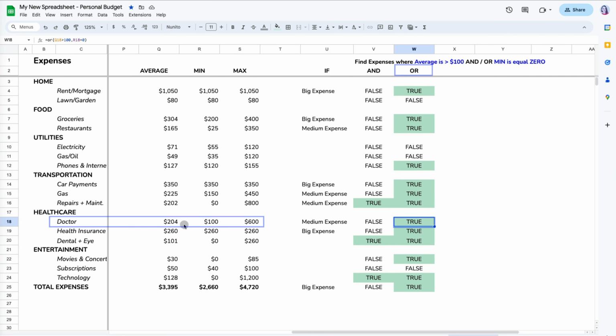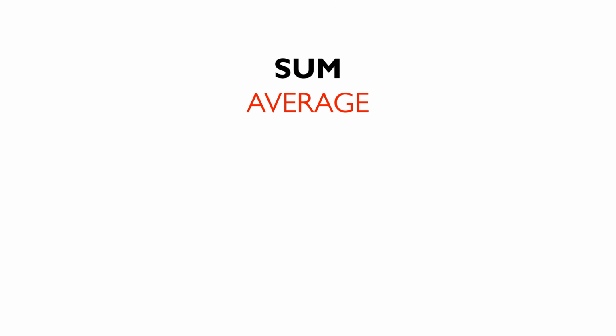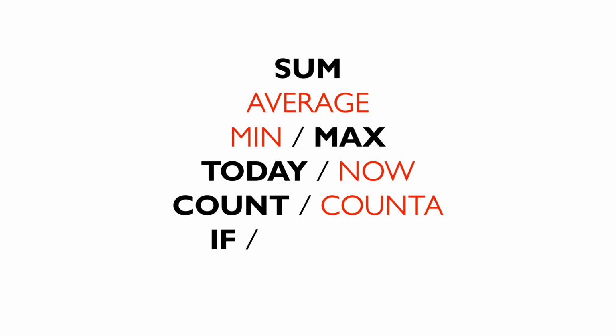For example, my doctor expenses were on average over $204 each month, which is more than my argument of over $100, but I never had a month with 0 doctor expenses. However, since this function has an OR argument, I only had to have one of the conditions met. With these 10 functions, you can tackle many problems and calculations in Google Sheets.